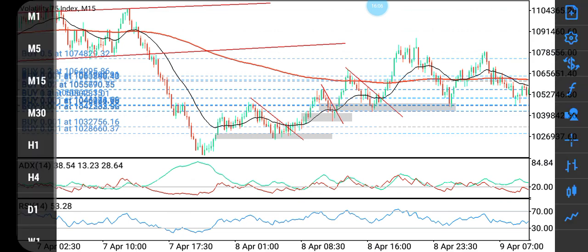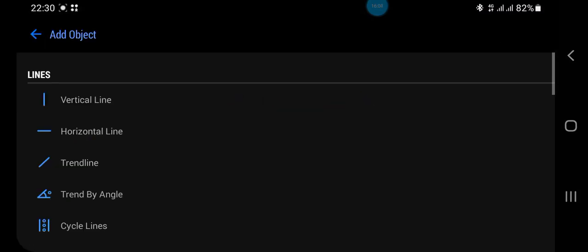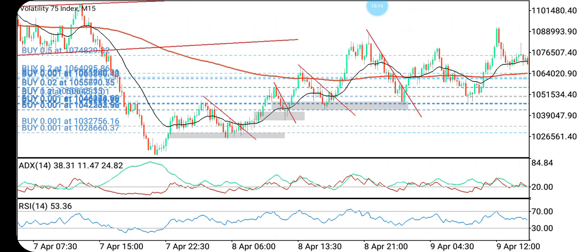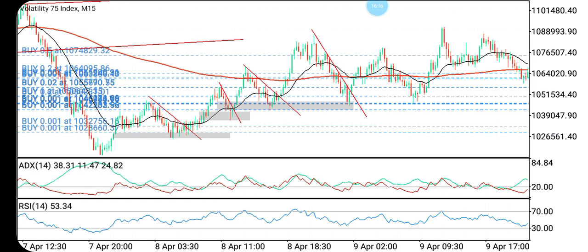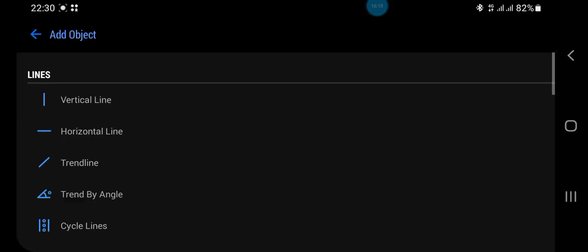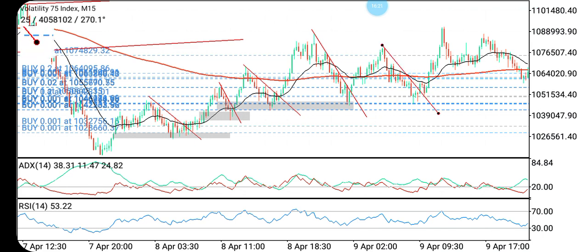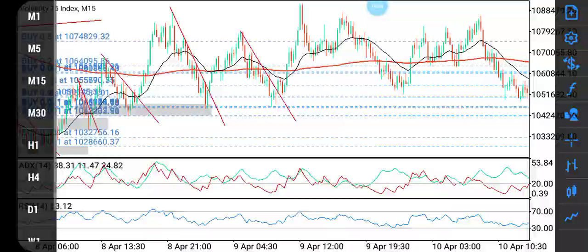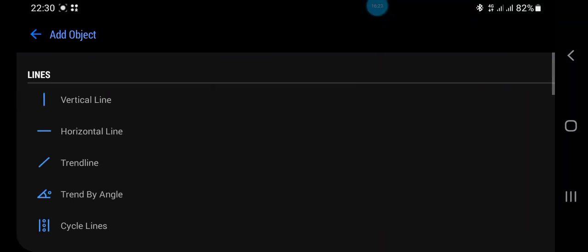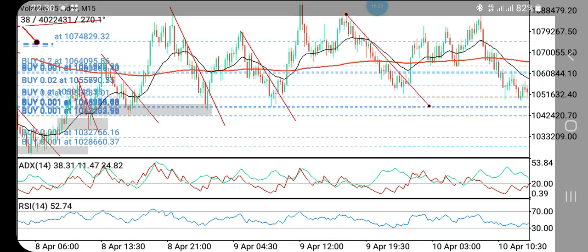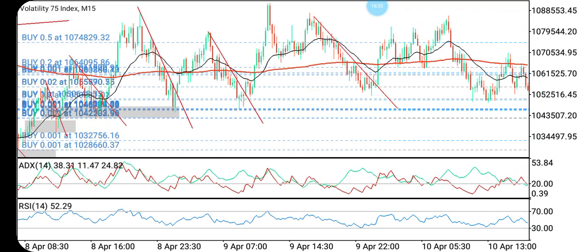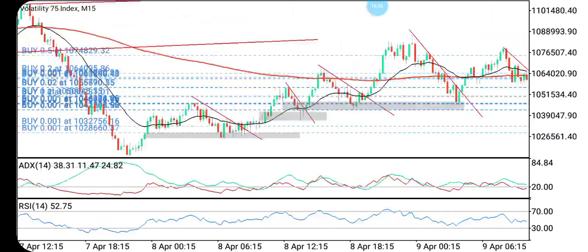Understand? So this is how I was doing it. As it is breaking my trend line above, I'm buying. As it is breaking my trend line above, I'm buying. You understand? So this is it, guys. As it is breaking my trend line, I'm buying. You understand? So now here we go.